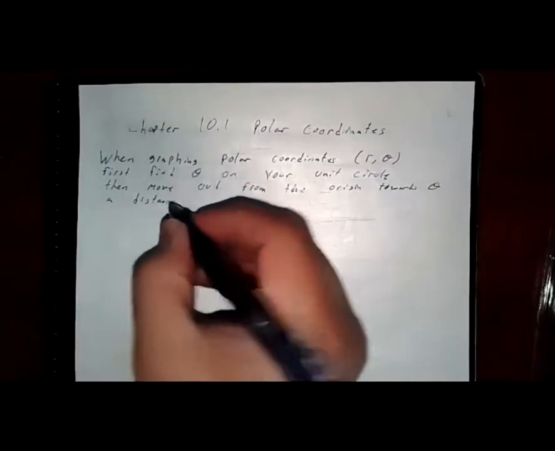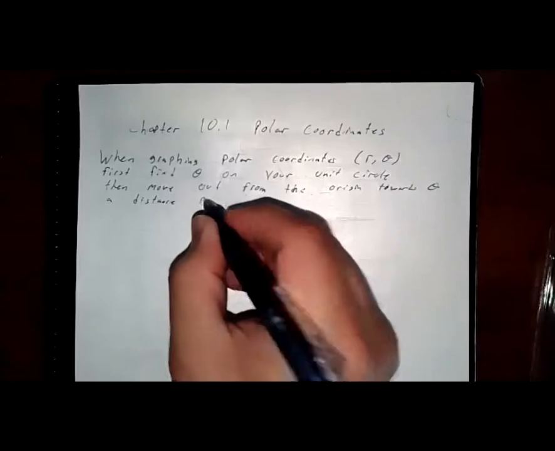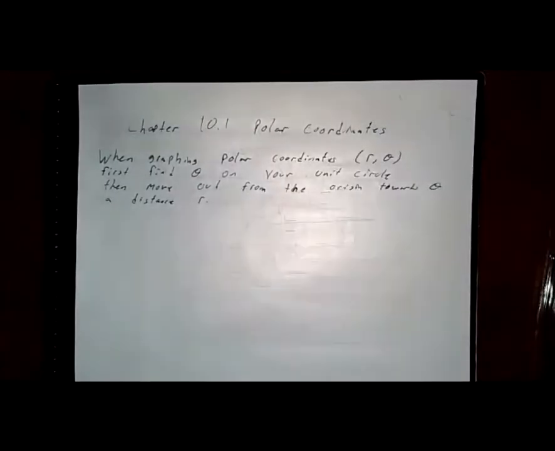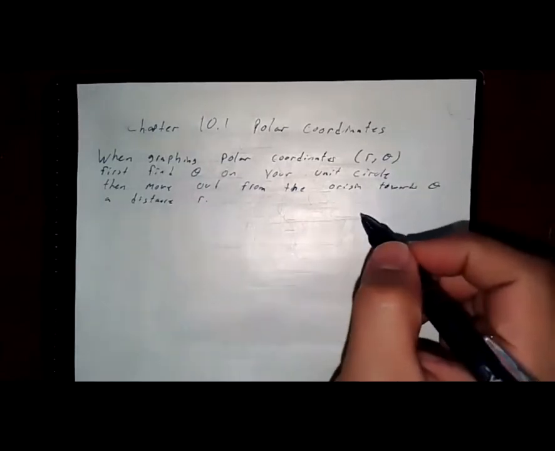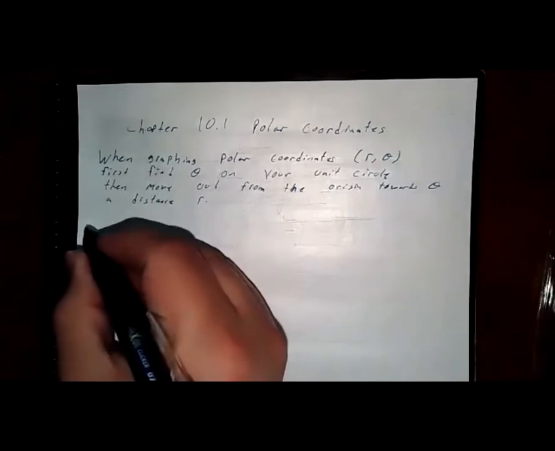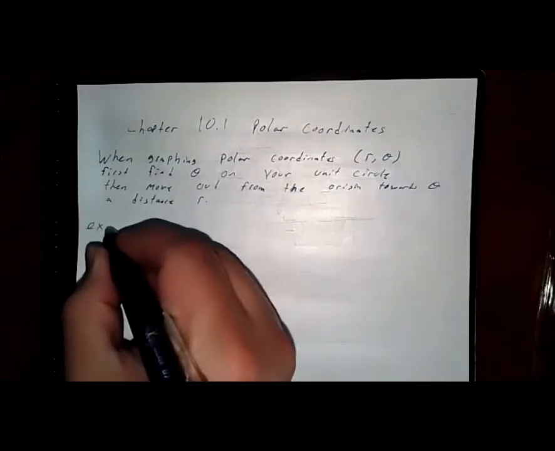Trying to word this good here. Distance r. So basically what I'm saying is you find the angle, and then if the radius is 2, you move out 2. That's it. What is that saying? Move out from the what? From the origin, the center. Okay, thank you. So here, I think the easiest way is to draw a picture.